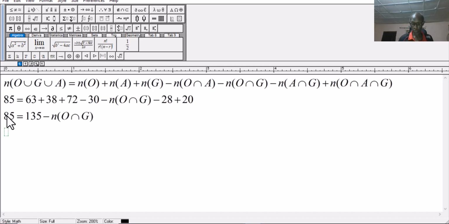So O intersection G is equal to 135 minus 85, which is equal to 50.